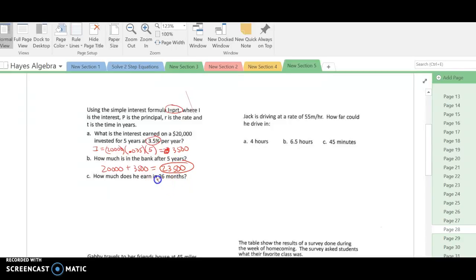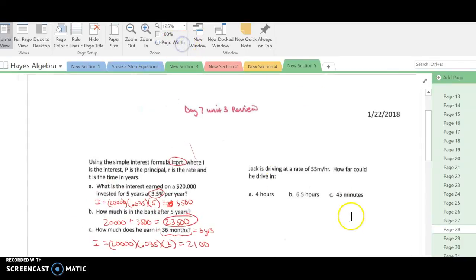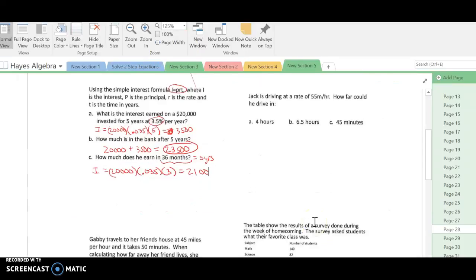How much is earned in 36 months? Remember, this formula is good for the number of years. So what is 36 months equivalent to in years? That would be 3 years. So 20,000 times 3.5%, which is 0.035, times 3. So 20,000 times 0.035 times 3 would give you $2,100. Okay, so that's what we call simple interest.